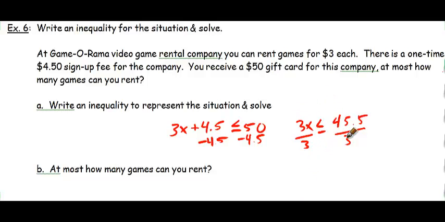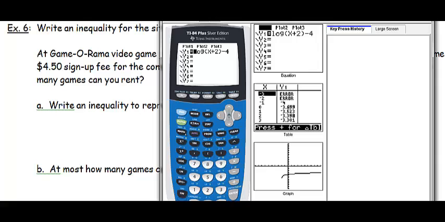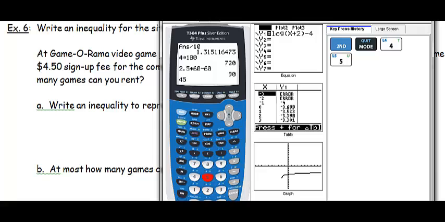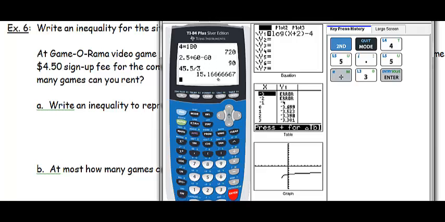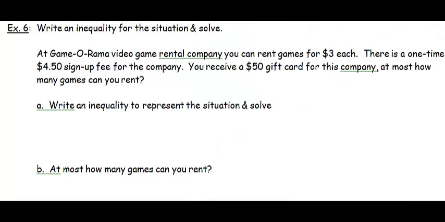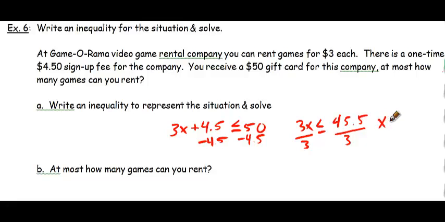So now all we do is take 45.5, we divide it by 3, and we get 15.16666. Okay, 15 and 1/6, I believe, but you can't really have 0.16 of a game. So let's write that down really quick and just see what we get. So x is less than or equal to 15.1666.